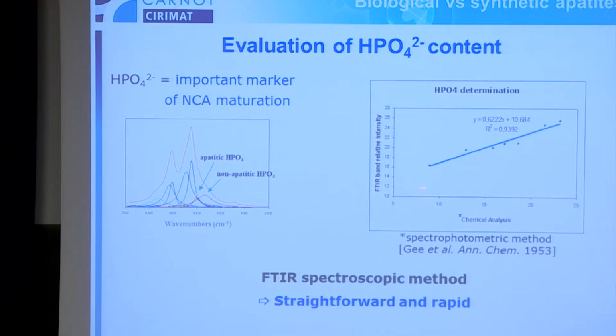And so a few years ago we proposed a method based on the evaluation of the band intensity of the non-apatitic and apatitic HPO4 band on the FTIR spectra, and we can see that we have quite a good correlation between the evaluation by FTIR spectroscopy and the evaluation with chemical analysis. We then chose the FTIR spectroscopy method because it's faster to have the results, and it's quite straightforward.